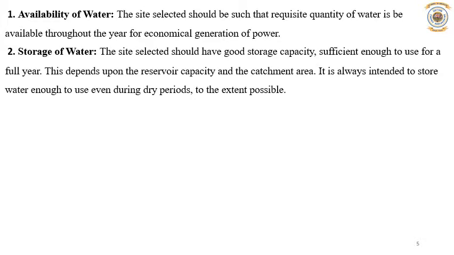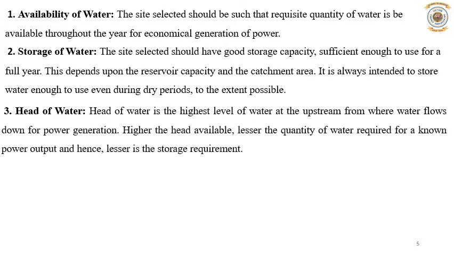As I told, you can see some explanation for this site selection. In the first case, availability of water: the site selected should be such that the requisite quantity of water is available throughout the year for economical generation of power, and storage of water. Then head of water, because this H is directly proportional to power. If the head is more, you are going to produce more power.